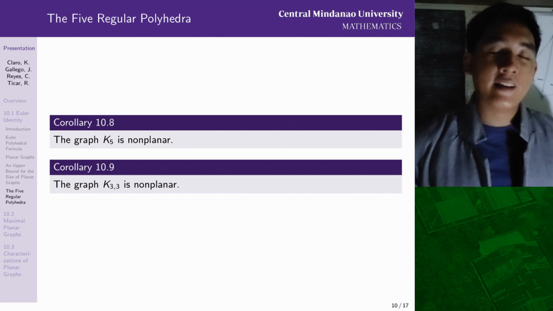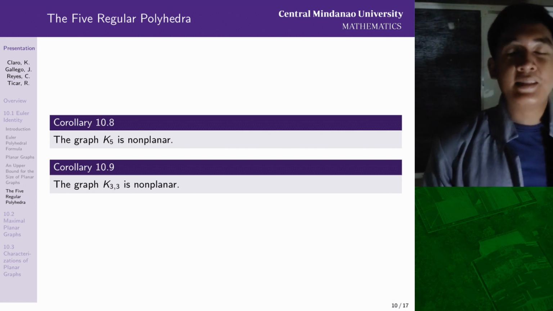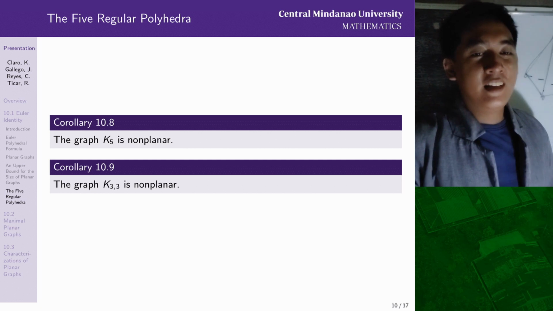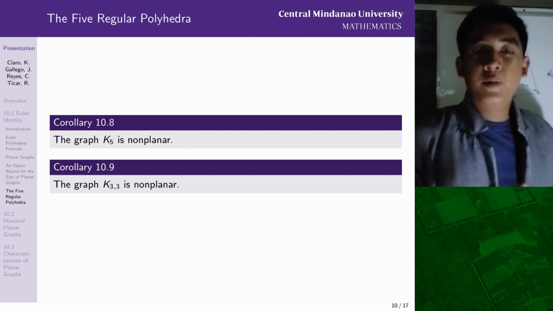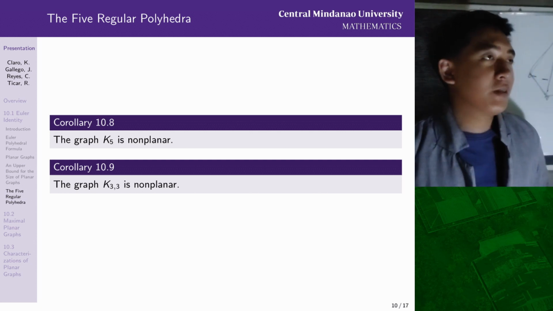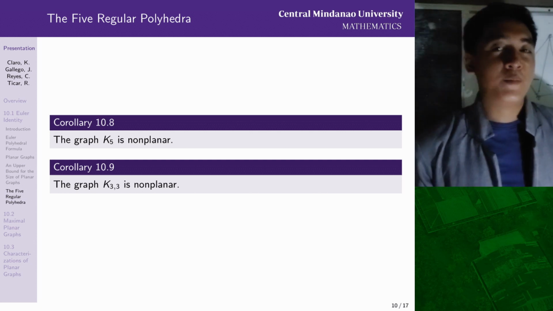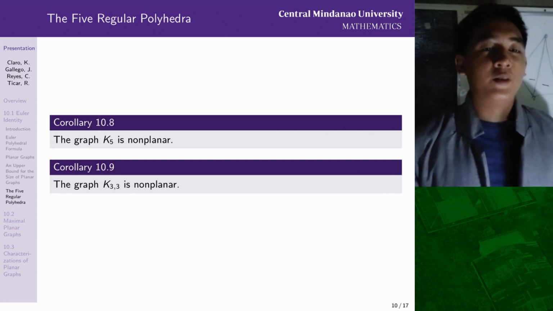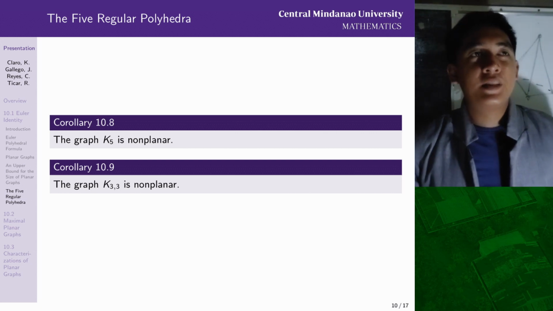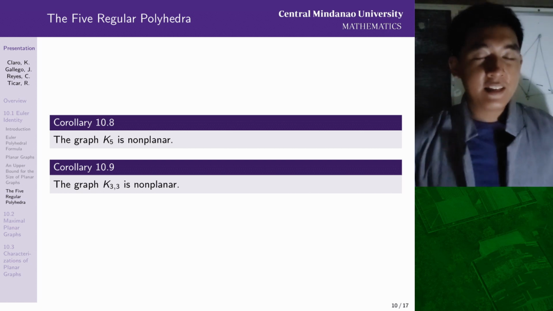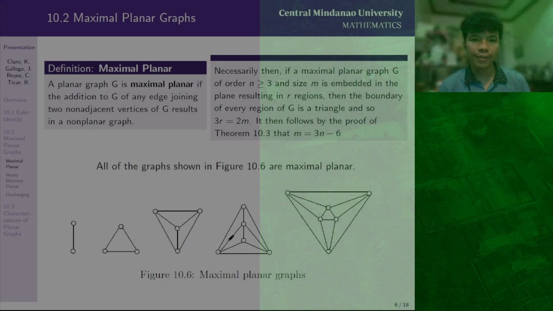How about corollary 10.9? The graph K3,3 is a bipartite graph. So for this bipartite graph, we cannot use theorem 10.4. We cannot use theorem 10.4 to prove that K3,3 is non-planar. Instead, we have to use Euler's identity. Indeed, K3,3 is non-planar.